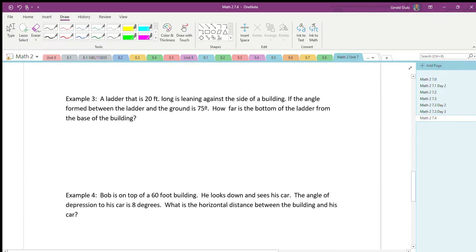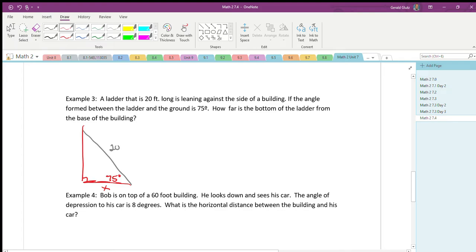Moving on to the next page. So we got a ladder that's 20 feet long leaning against the side of the building. So here's our building. Here's our ladder. It's 20 feet long. If the angle formed by the ladder and the ground is 75 degrees, so here's a 90-degree angle, this is 75 degrees. How far is the bottom of the ladder from the base of the building? So it's asking for this distance right here. So the bottom of the ladder to the base of the building. So this is x.